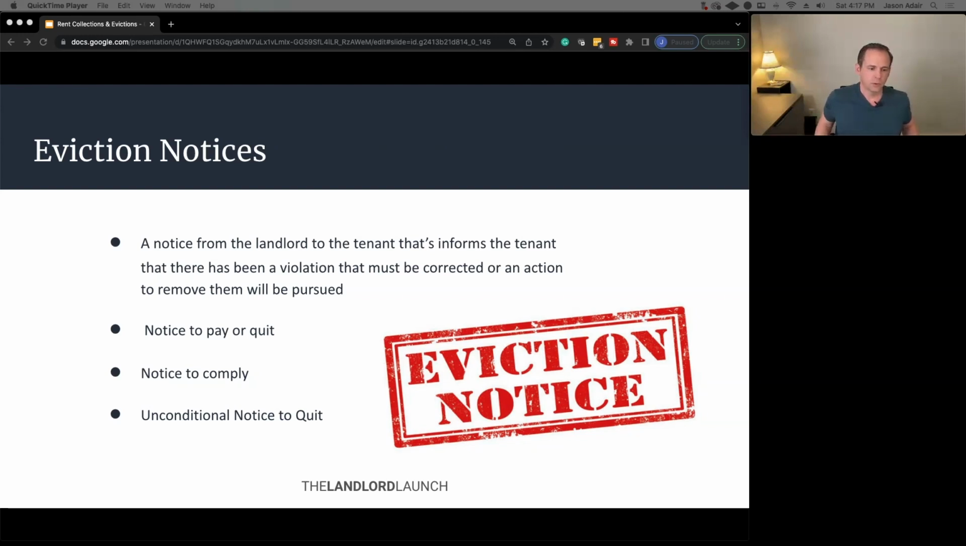So first one we have is our notice to pay or quit, which is non-payment of rent type issues. We have a notice to comply, which has to do with the violation of lease provisions. You're basically saying, hey, you've broken this or you violated this lease provision. You need to get back in line with this and don't do it again, or else. And then the unconditional notice to quit, which is usually along the lines of there is no right to cure, or they've done it too many times. I think we dig into this a little bit more here as well. We'll take a look at a few of those.